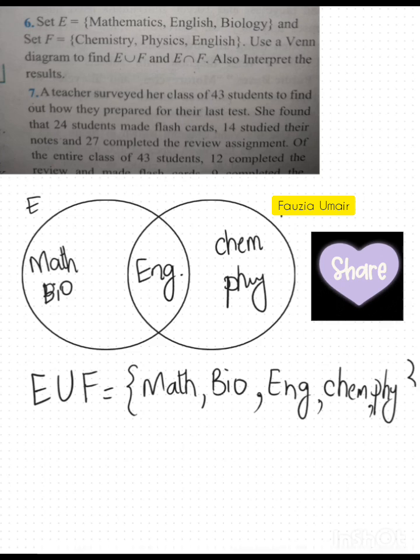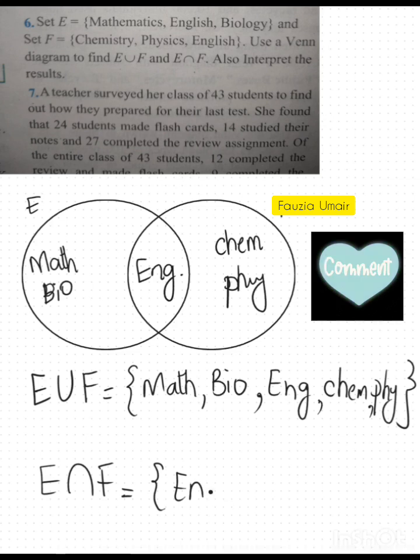Close the set, and then E intersection F would be only the common area. So you can see only one subject is common between the two sets, and that is English. So that was an easy question comparatively.